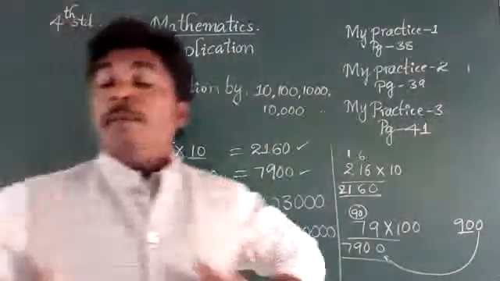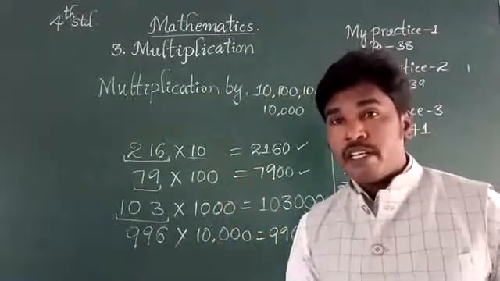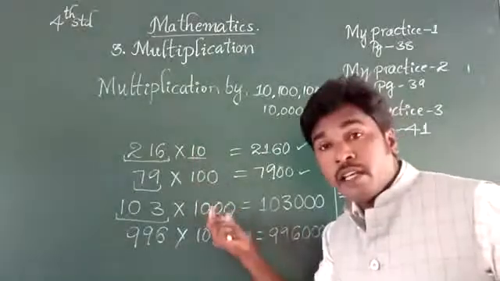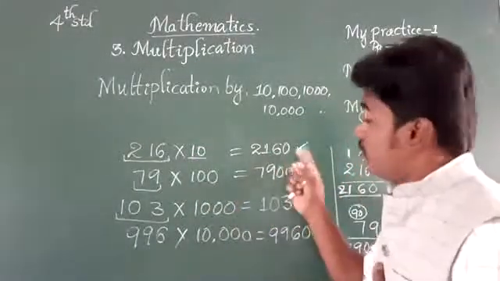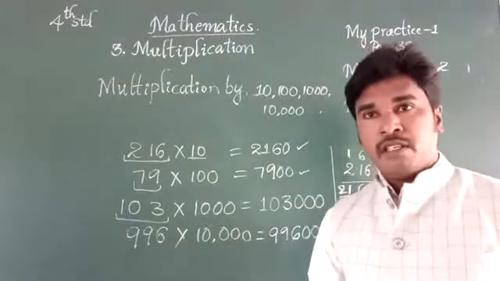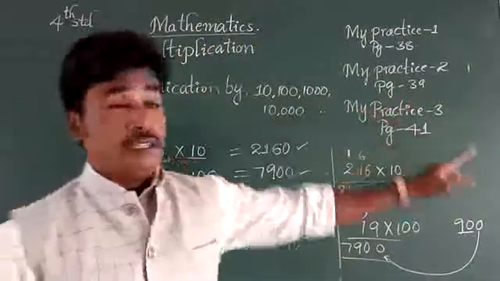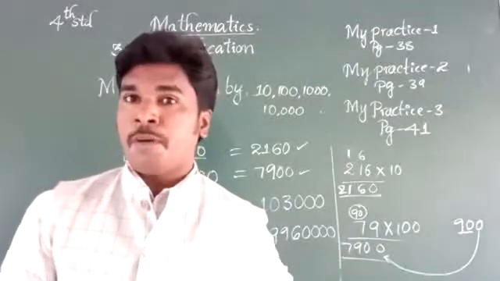So when you are multiplying any numbers with 10, 100, 1000, 10,000, it's very simple. Write the number as it is. How many zeros are there in 10, 100, 1000, you count and write such number of zeros. Then you will get the answer. So I hope you have all finished My Practice Time third one. It is there in page number 41 in your textbook.